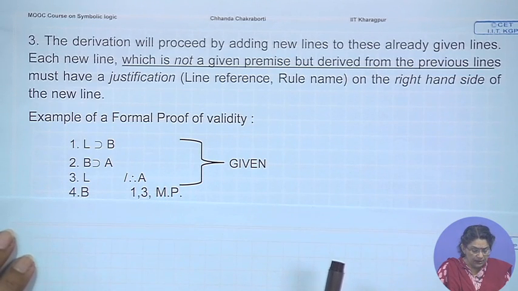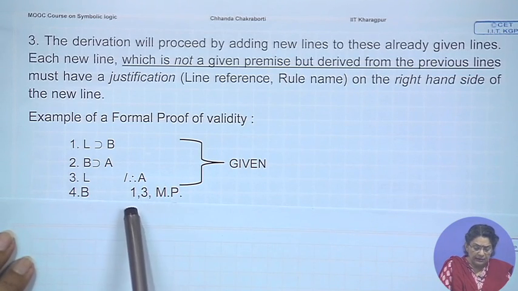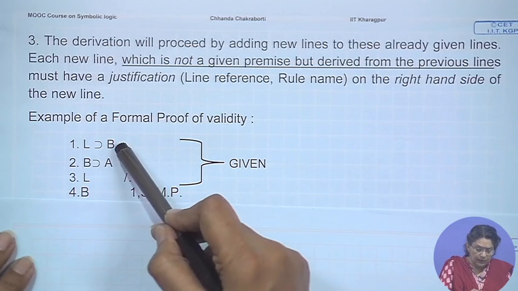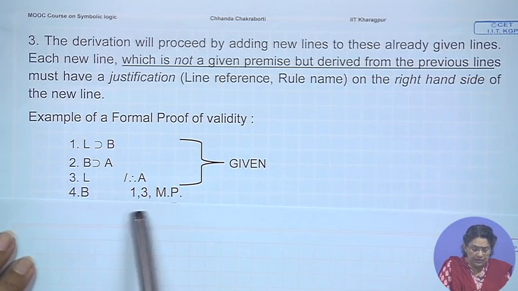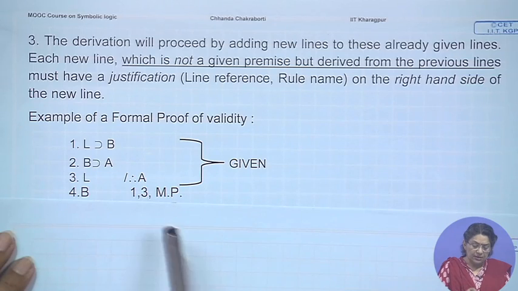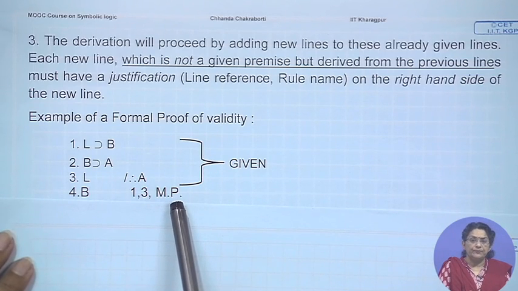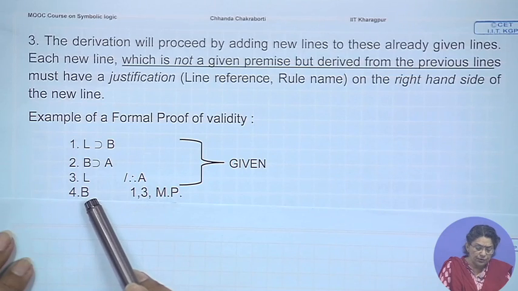So, your line 4 would be B. How did you get that? From line 1 and 3. Notice the sequence, line 1 and line 3, because that is how modus ponens works. You need to have the horseshoe statement first and the assertion of the antecedent second. So, 1, 3, and these commas are for separating the lines out. And here comes the rule name. Which rule have you used? The rule is modus ponens. That is how you got B.